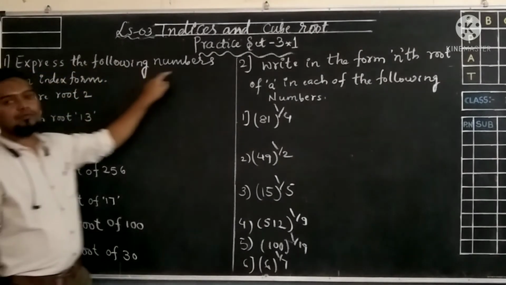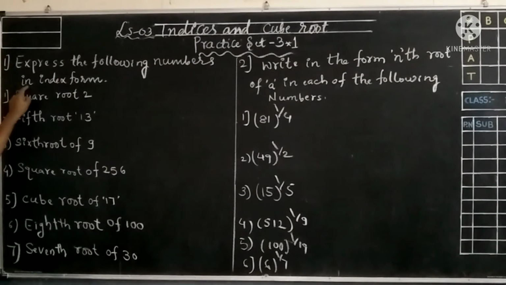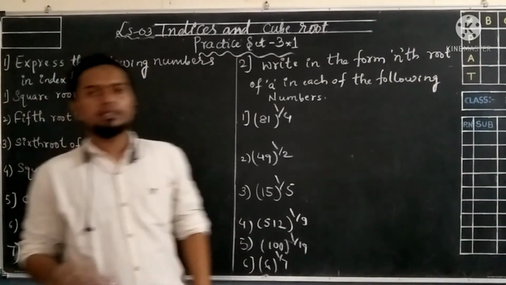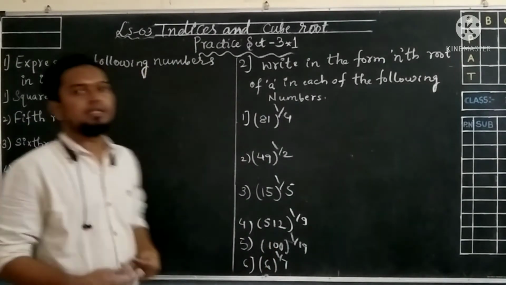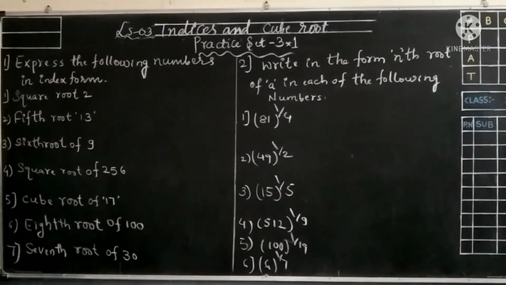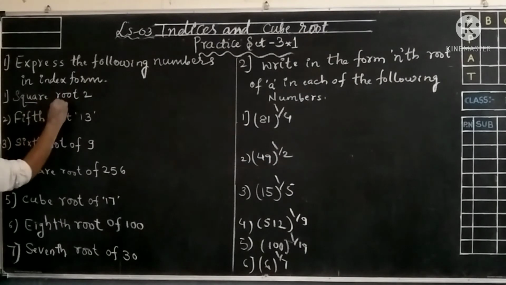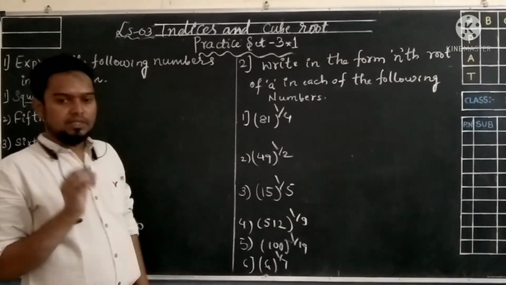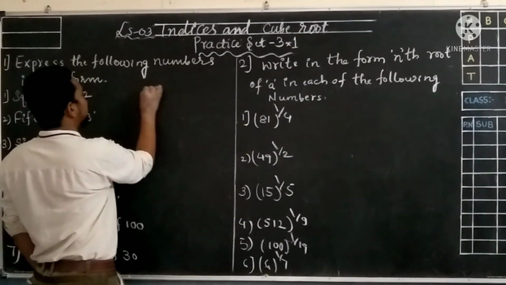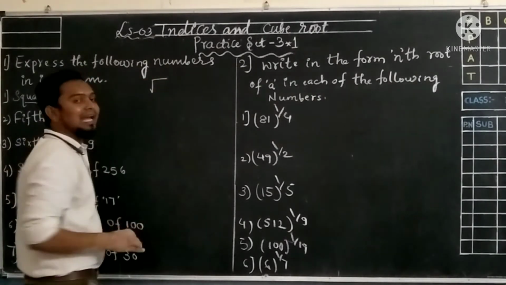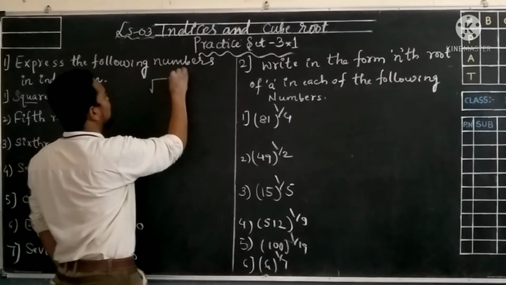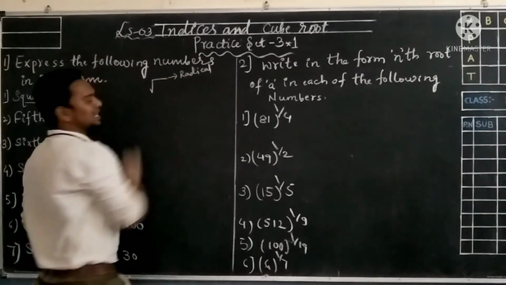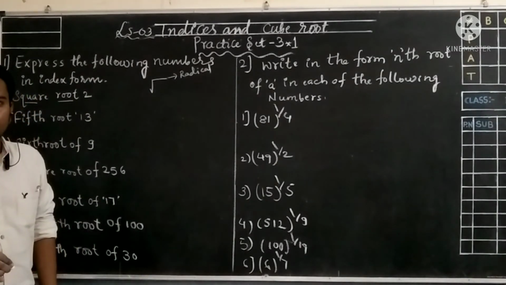Express the following numbers in index form. Index means power raised to. Here, square root 2. Square root means this sign is considered as a radical.